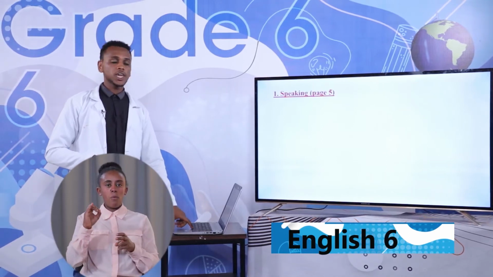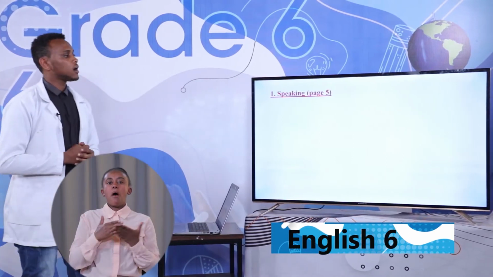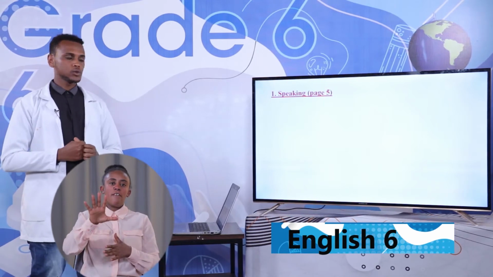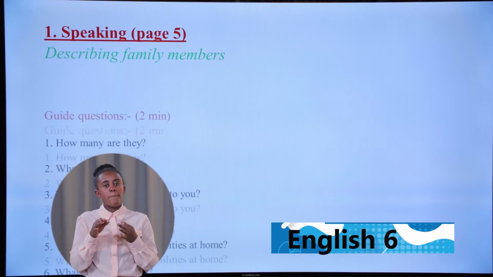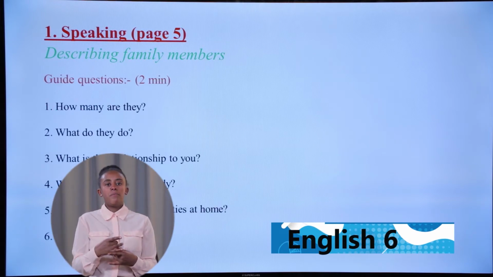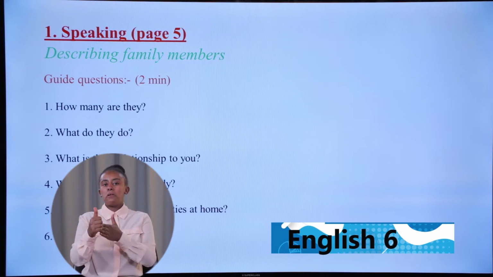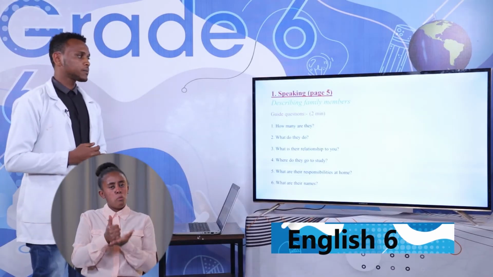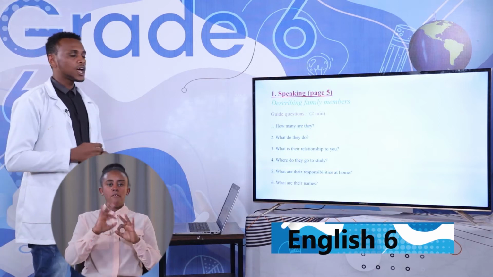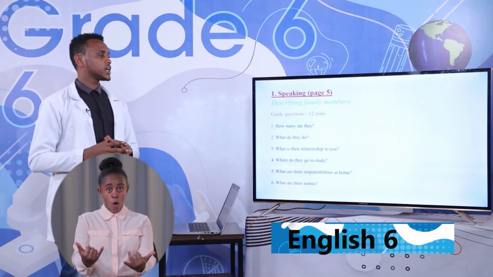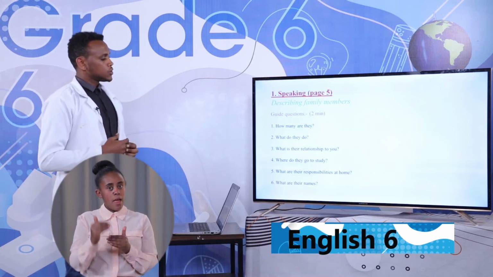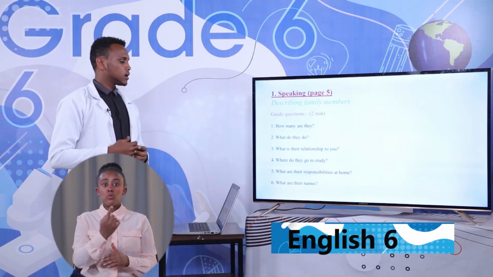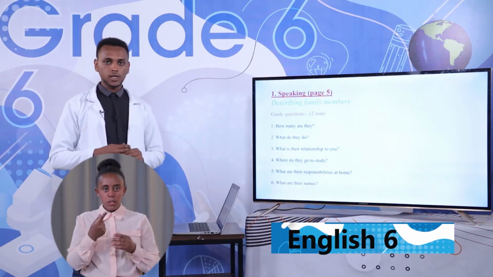It is the speaking part. It is on page 5 of your textbook. Under this, we describe family members. Here are 6 guide questions that help us to describe your family members. Students, now I want you to think about your family. Then, using those 6 questions, try to describe your family.